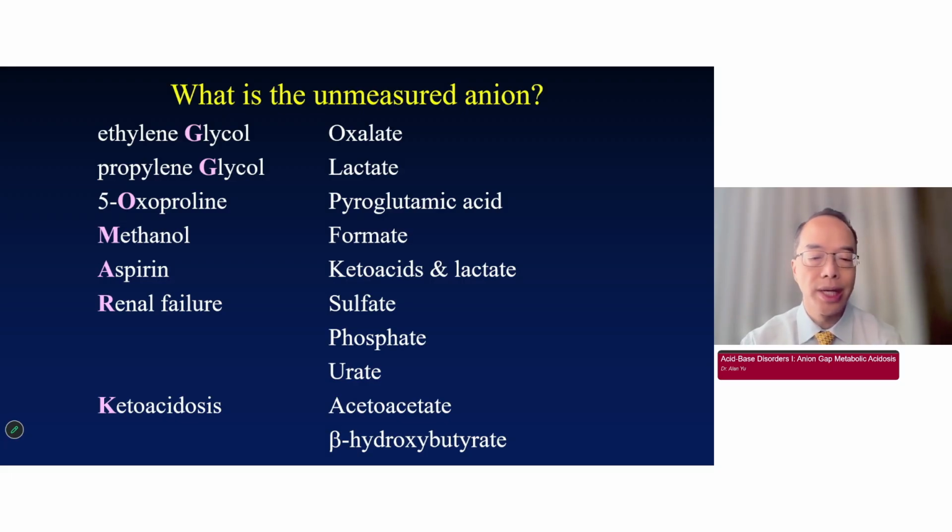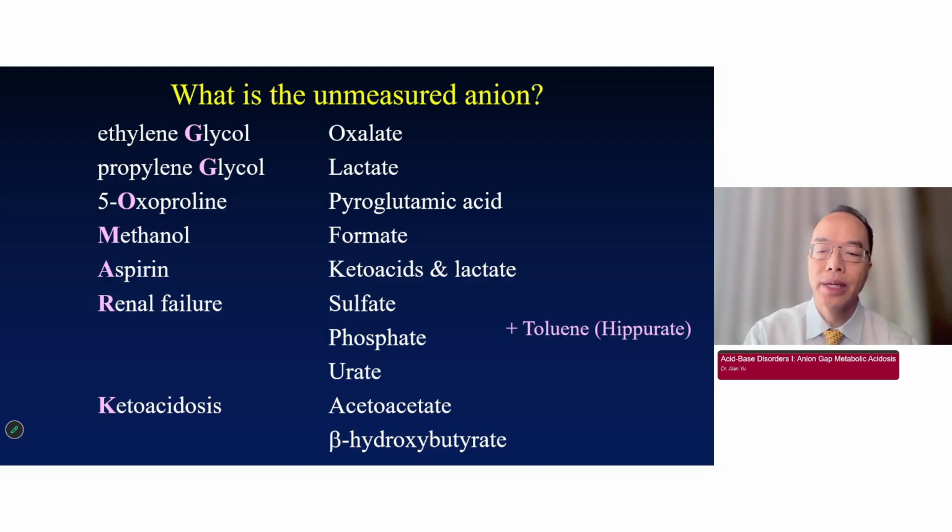And then finally, ketoacidosis. Obviously, the acids are the keto acids, acetoacetate and beta hydroxybutyrate, whereas the generation of acetone itself does not cause an acidosis. And then not on the Goldmark mnemonic, but useful to remember also, is toluene abuse or solvent abuse, where the toluene is itself metabolized to hippuric acid and hippurate is the anion.